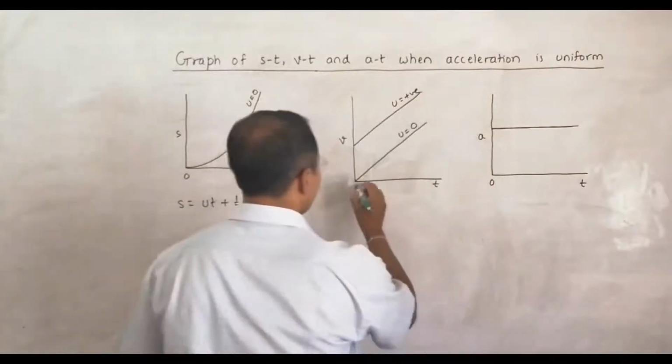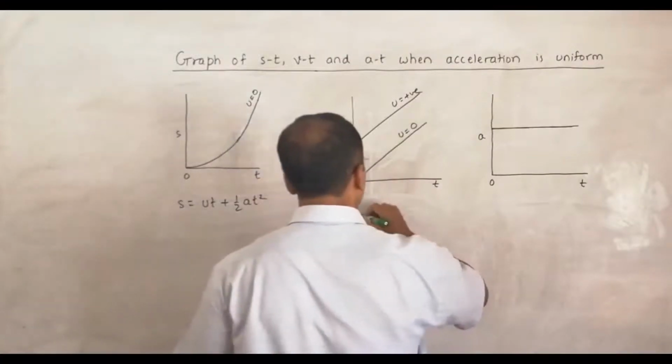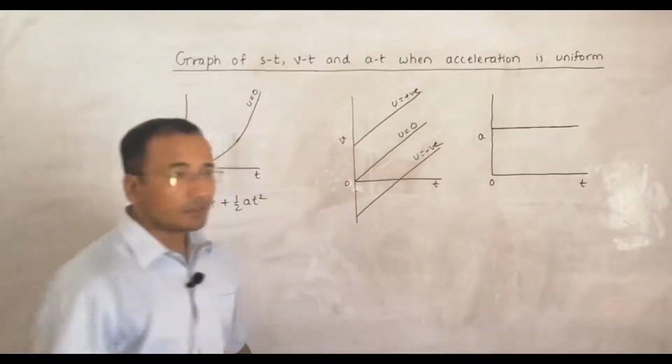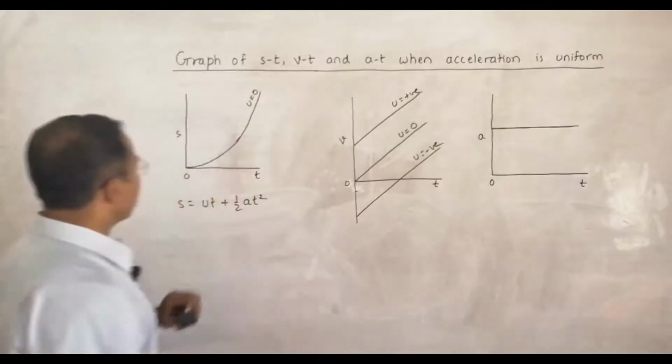Then I can do it like this. This is O. This goes like this. Then u equal to negative. So all three graphs combine into one.